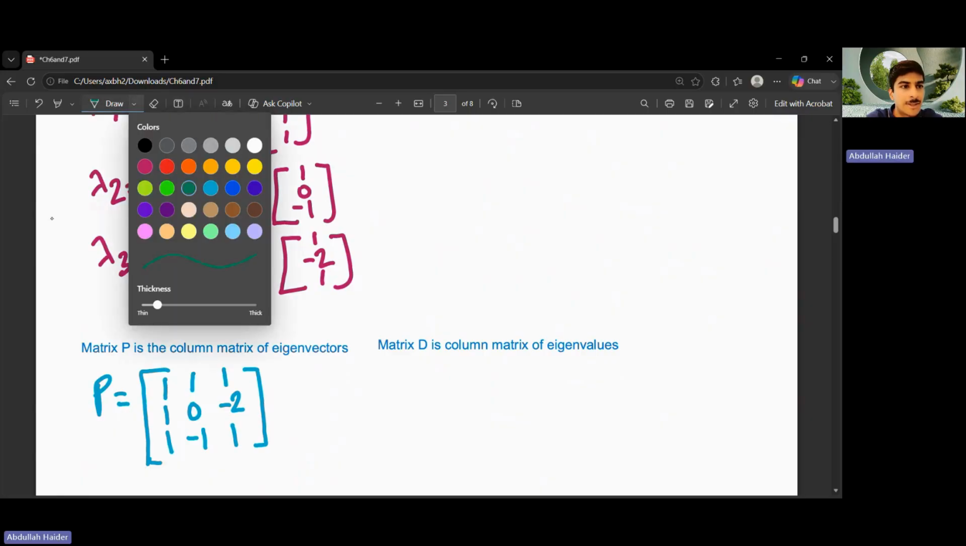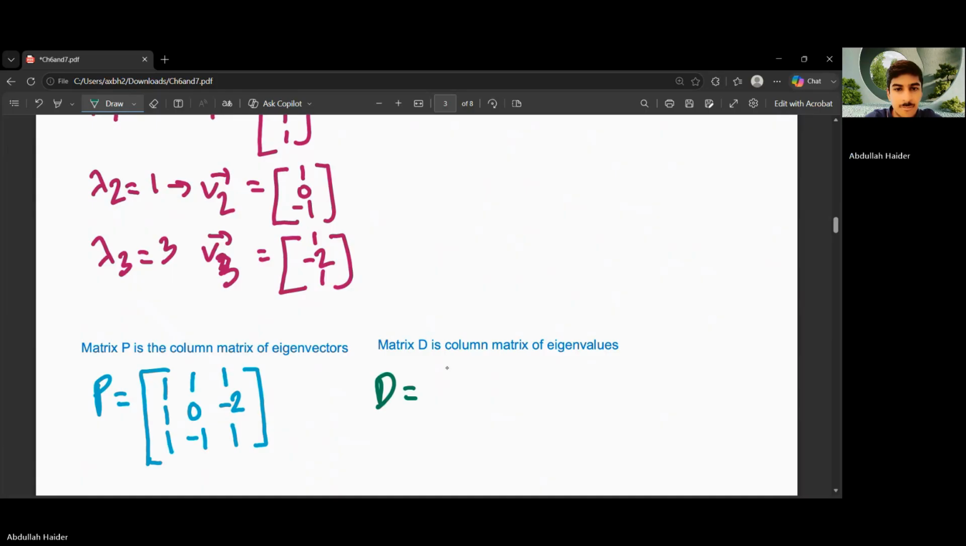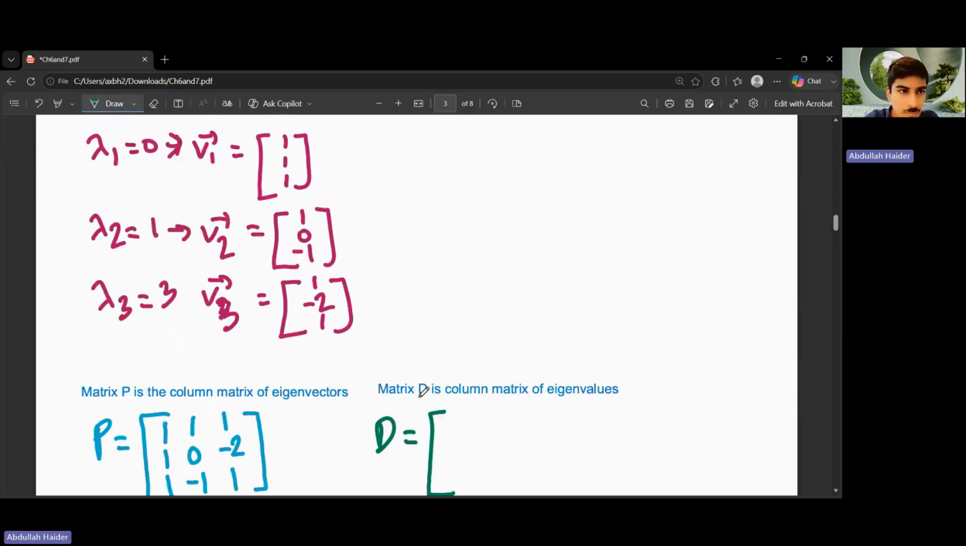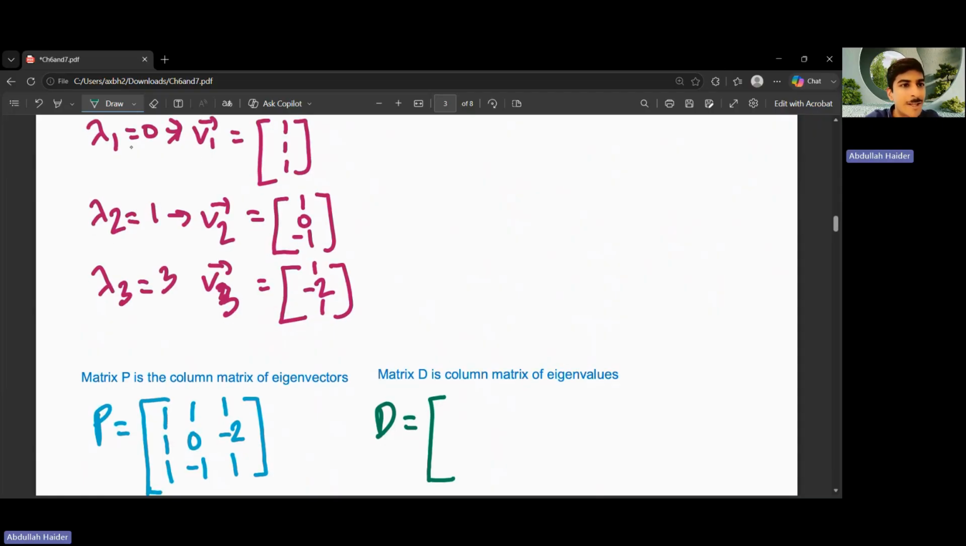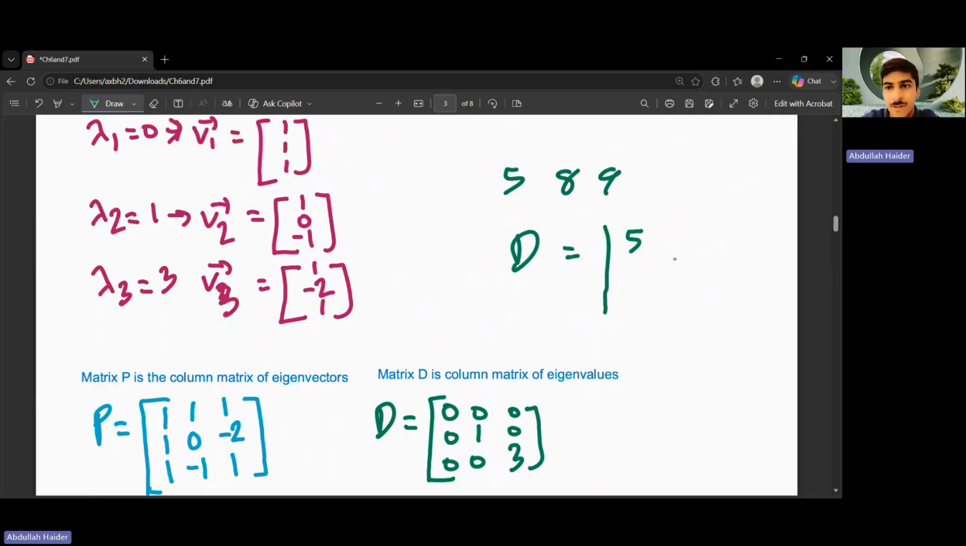And this means that D is... Now, basically what the purpose of the matrix D is, is to write these eigenvalues as a diagonal. Meaning if you have 0, 1, 3, this means 0, 1, 3 on the diagonal and zeros everywhere else. If I had something like 5, 8, 9, then your matrix D will simply be 5, 8, 9 on the diagonal, with zeros everywhere else.